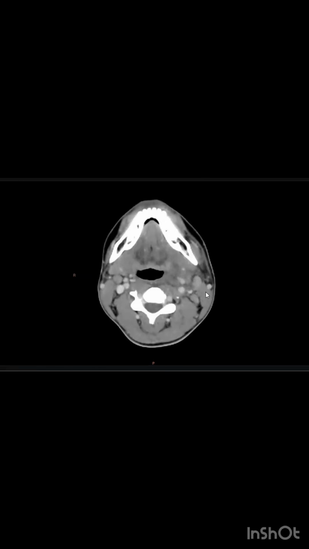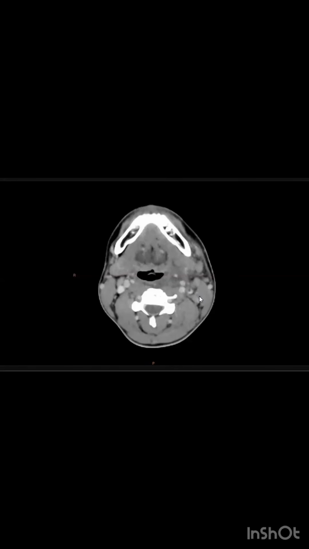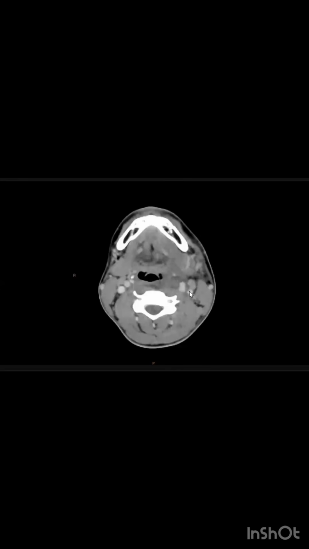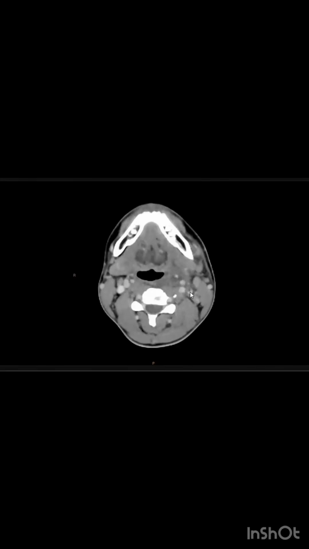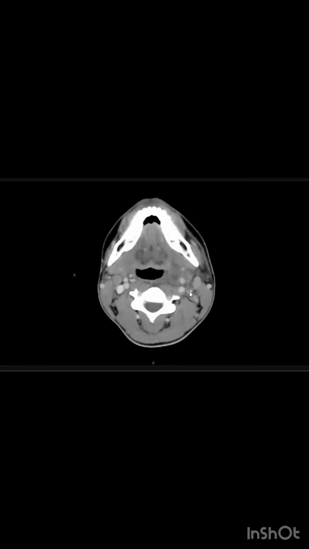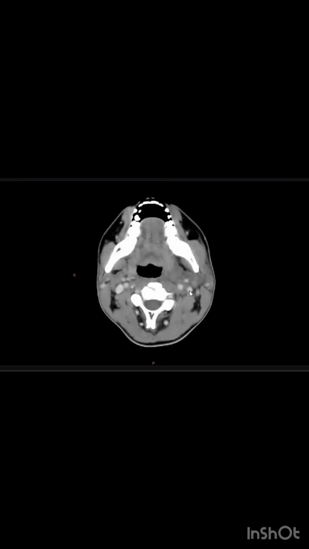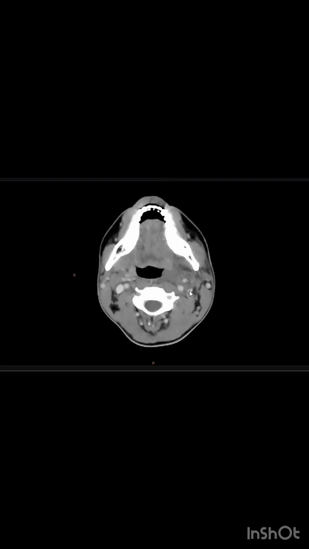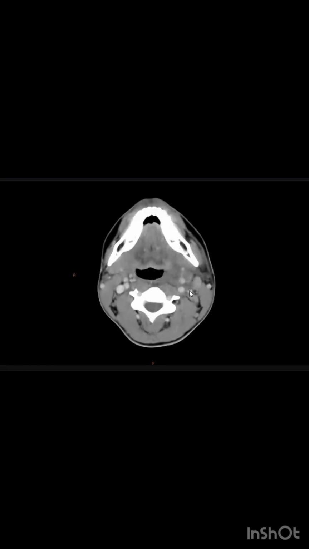I'm also trying to look for any thrombus within the internal jugular vein. I can appreciate a filling defect within the vessel, so I'm concerned about it. Which vessel? Internal jugular. Okay. So I'm concerned about Lemierre syndrome as well.